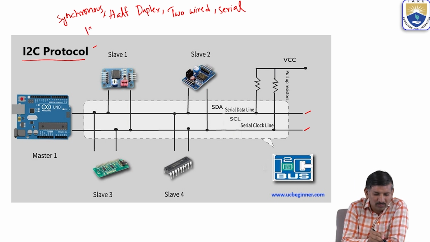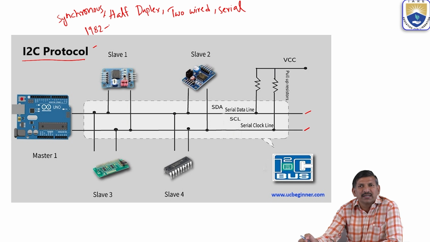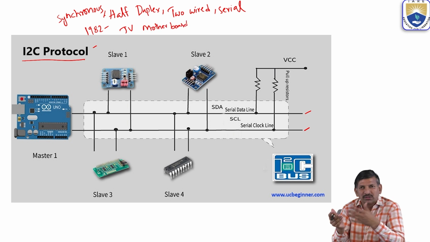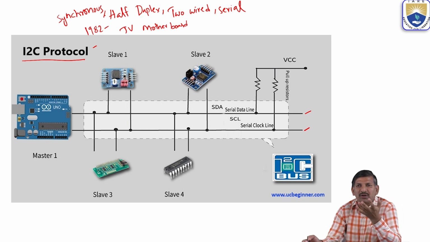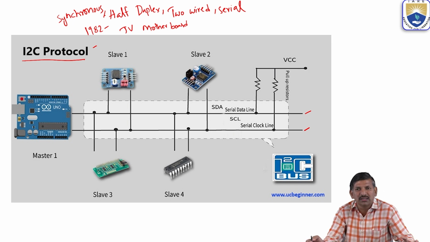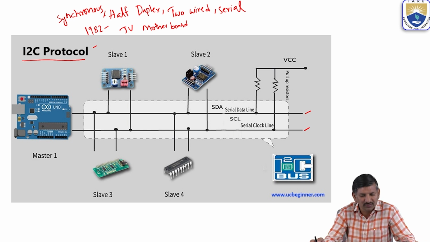In 1982, Philips designed this I2C protocol for the PCB boards in television handsets, for sharing information among various peripherals in their TVs. It is a somewhat low speed communication protocol, but it is a low cost peripheral. The cost of this device is low when compared with other ones.